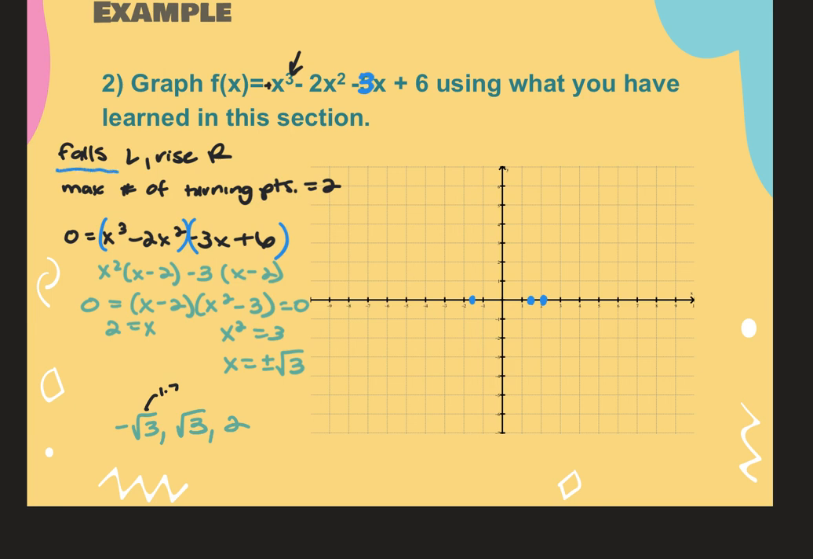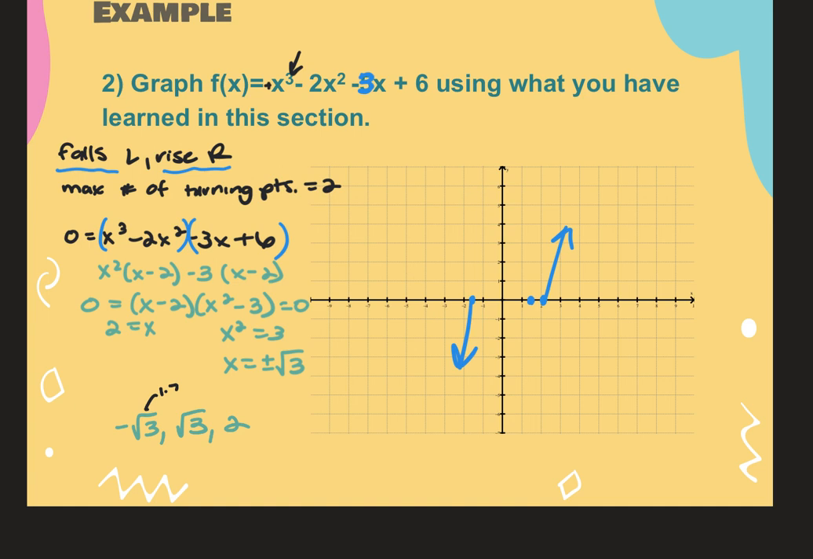Because it falls left, my arrow is going to point down on the left, and rises right, it's going to point up on the right. And then I know it's going to go up, come back down, cross through, and come back up again. And the question is how far? And that's where a y-intercept can help us.